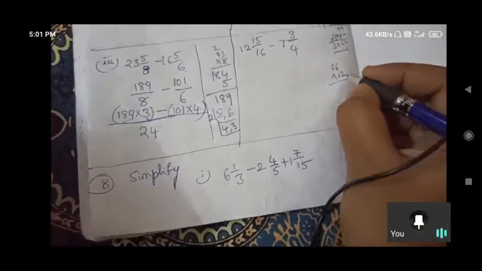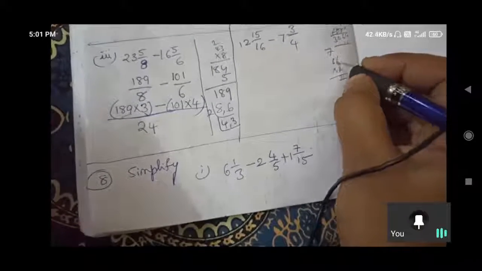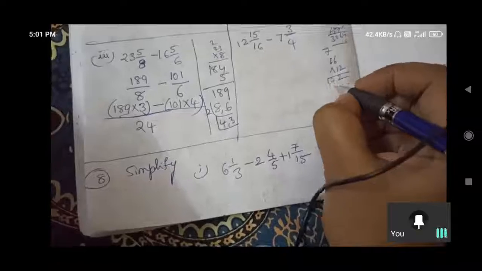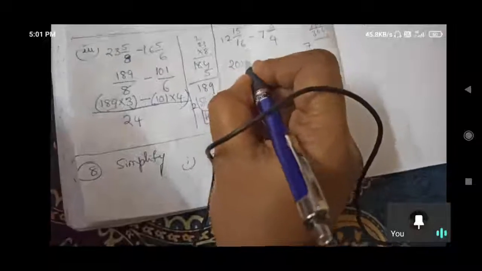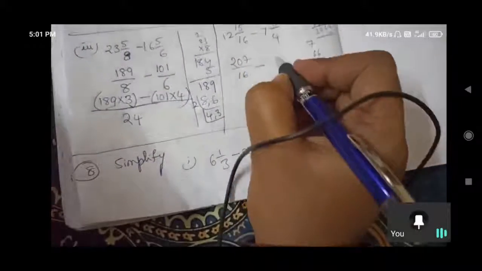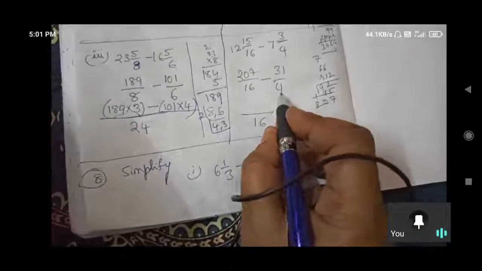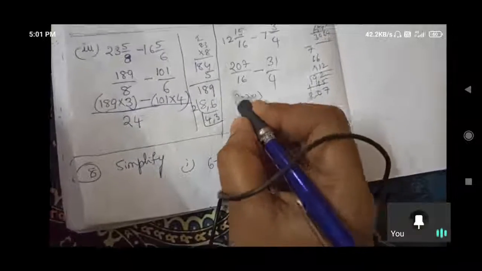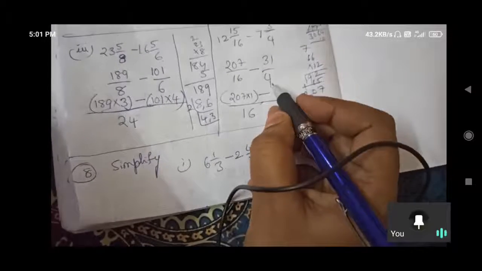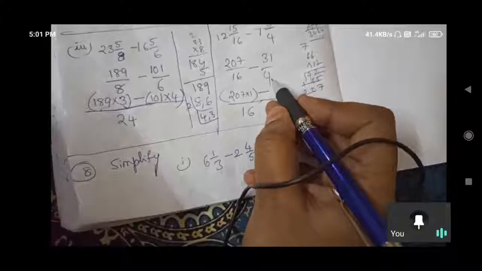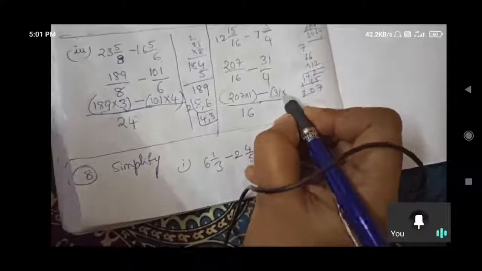Here 16 into 12. 12 6s are 72. And 12 ones are 12 plus 7, 19. So 192 plus 15, 207. So 207 by 16 minus 7 fours are 28 plus 3, 31 by 4. So here 16 is the LCM because 16 is a multiple of 4. So 207 into 1. Why? Because here 16, here 16, into 1 we should do in the numerator part. And here 4 fours are 16. To get 16 we need to multiply 4 with 4. So we should multiply 4 in the numerator part. Like this, the remaining you can do.